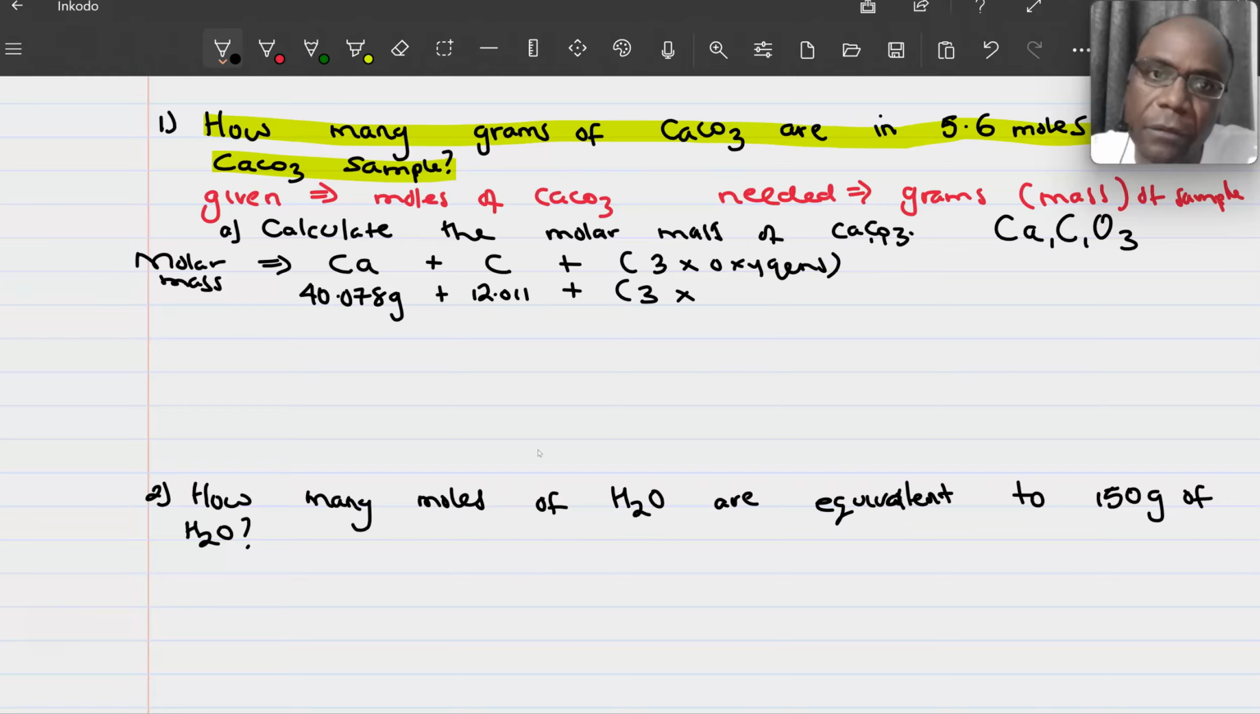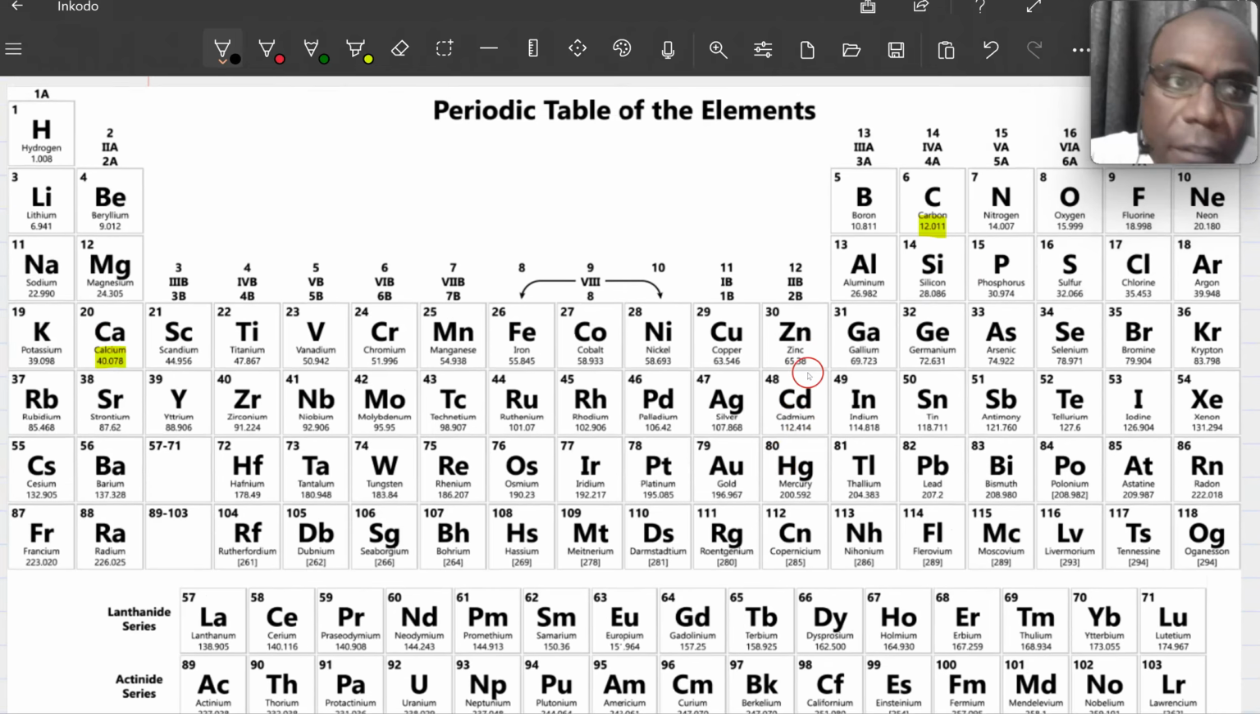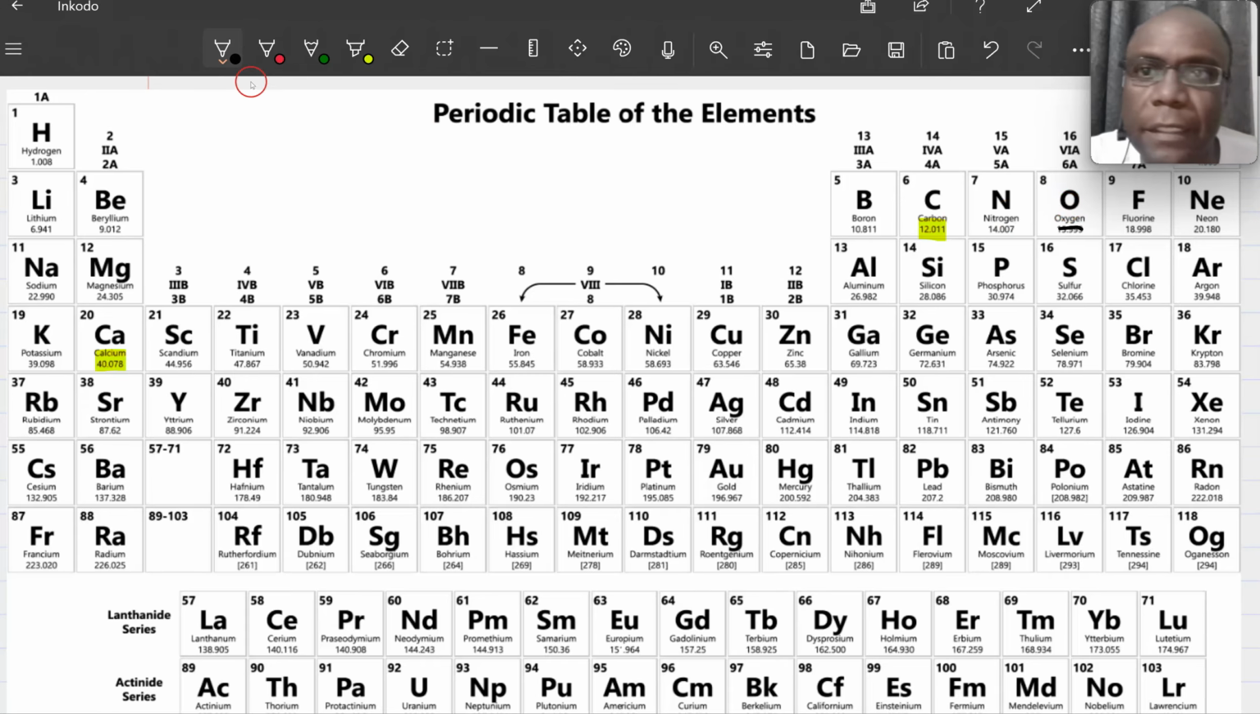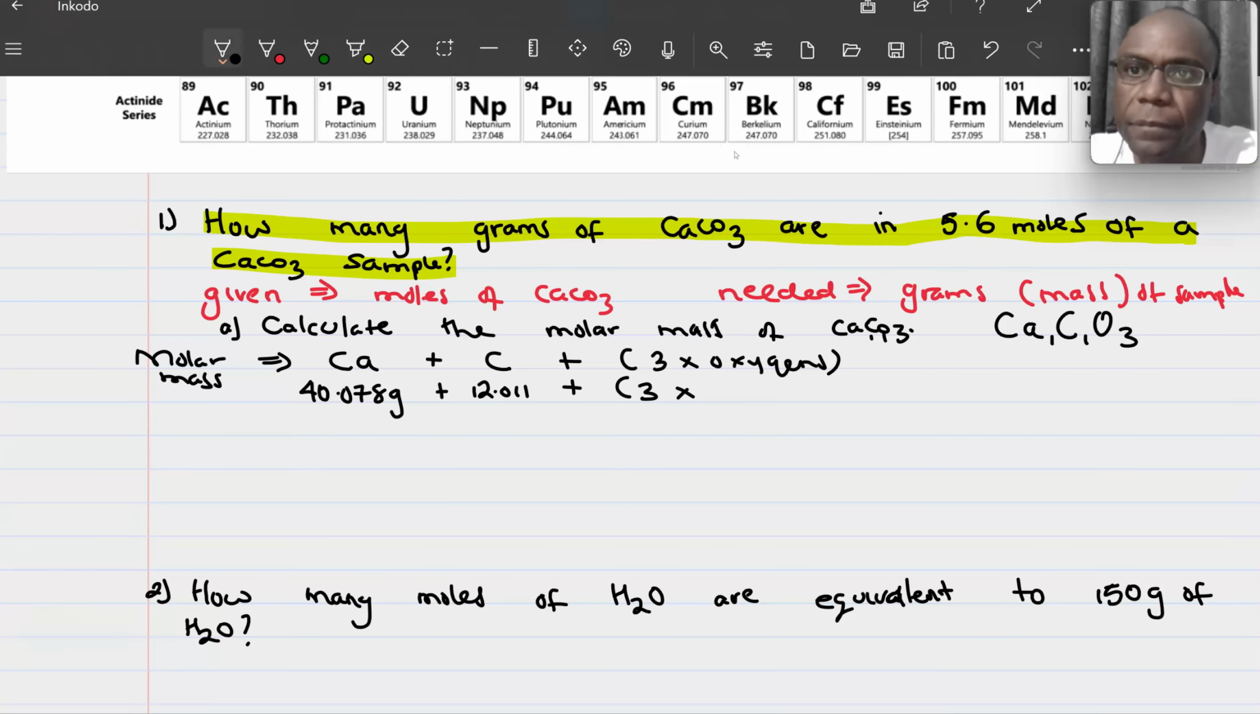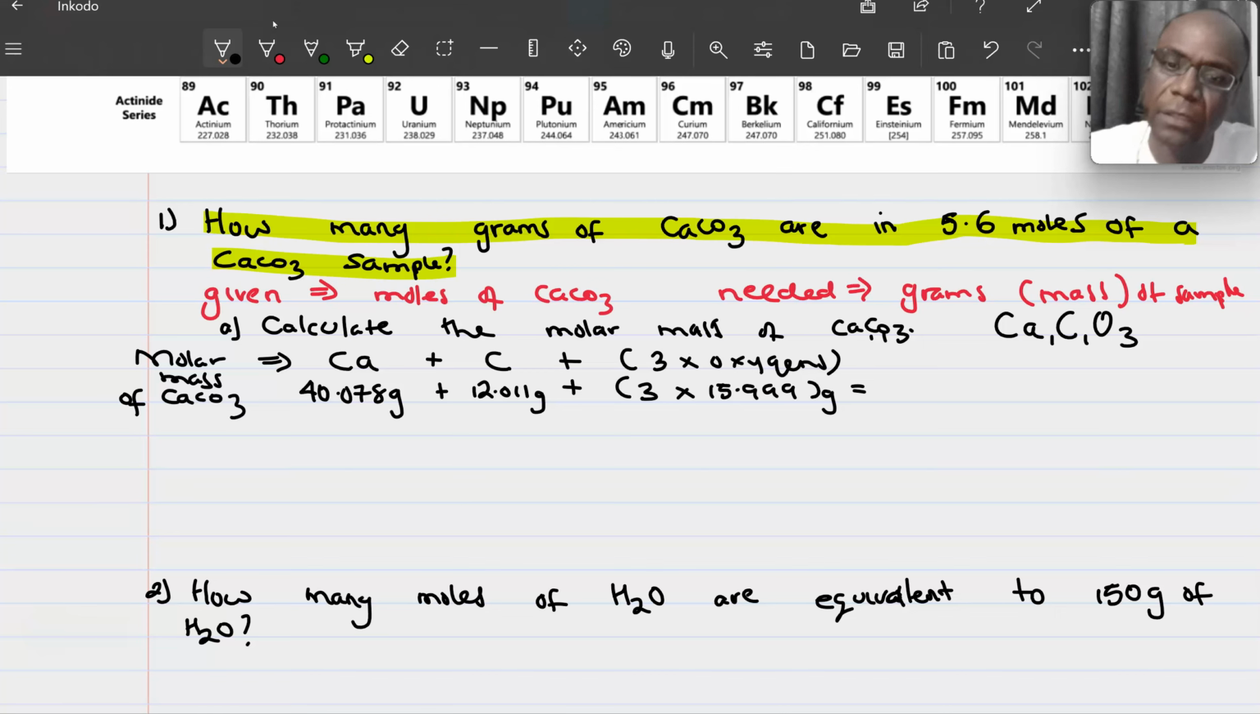And then I have 3 oxygens. Each oxygen is 15.999. It's right here, 15.999. Let me highlight it. There's the oxygen. It's 15.999, and there are 3 of them. Now let's add all these grams up. These are atomic masses, and that's going to give us the molar mass of calcium carbonate. Do that with me. The answer I'm getting is 108.086 grams, and that is equivalent to 1 mole of calcium carbonate, so it's grams per mole.